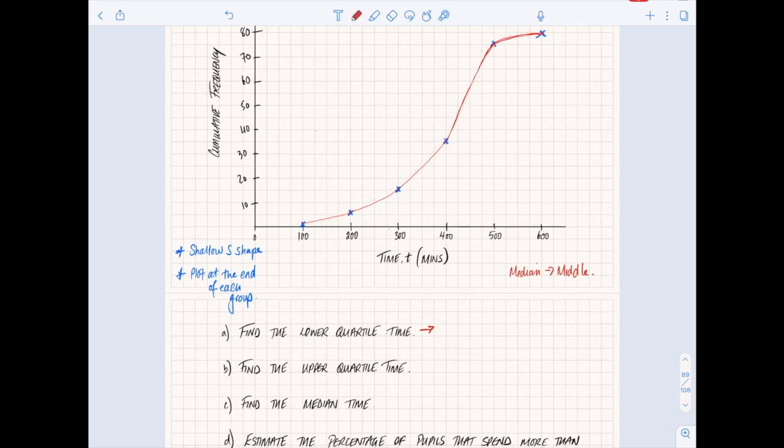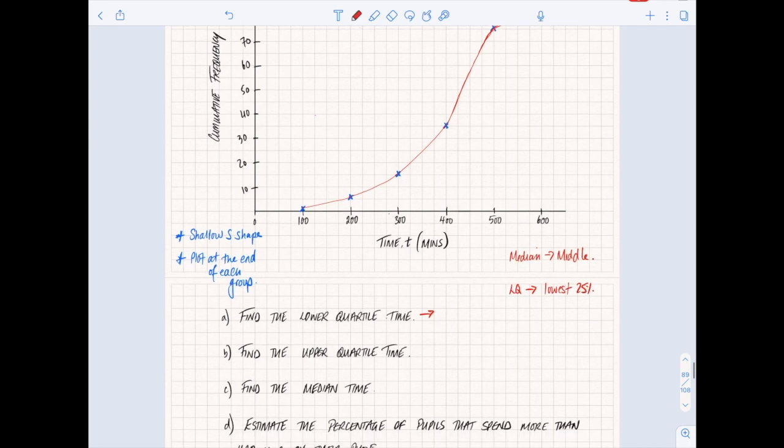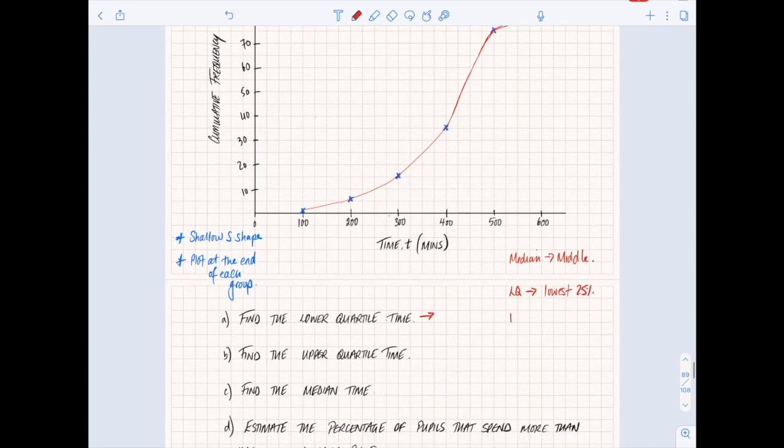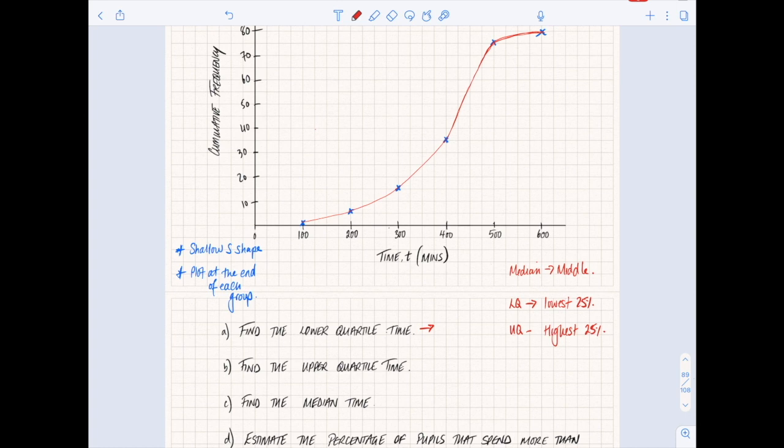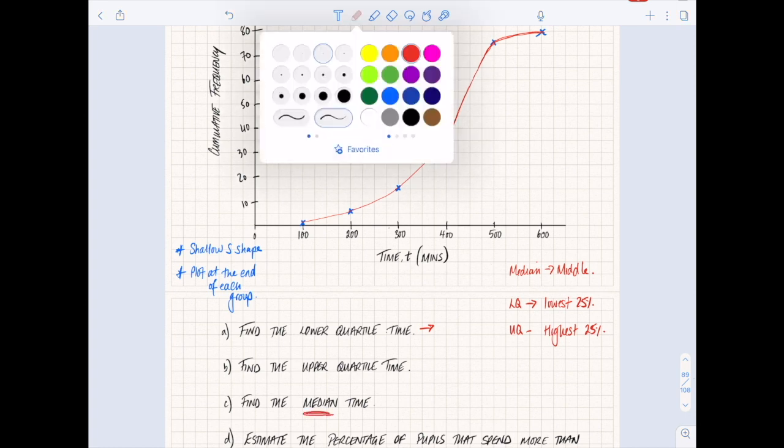When we're talking about the lower quartile, it's the lowest 25%. Quarter meaning 25%, and the upper quartile will be the highest 25%, or you could say 75% of the data. So let's have a look at what we can do to find this. Now I'm going to do median first. So let's jump straight to C and have a look at median.